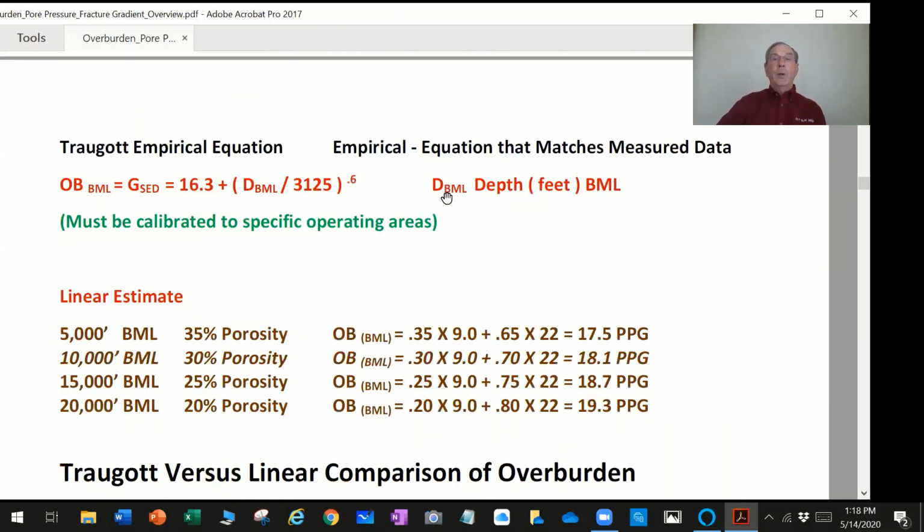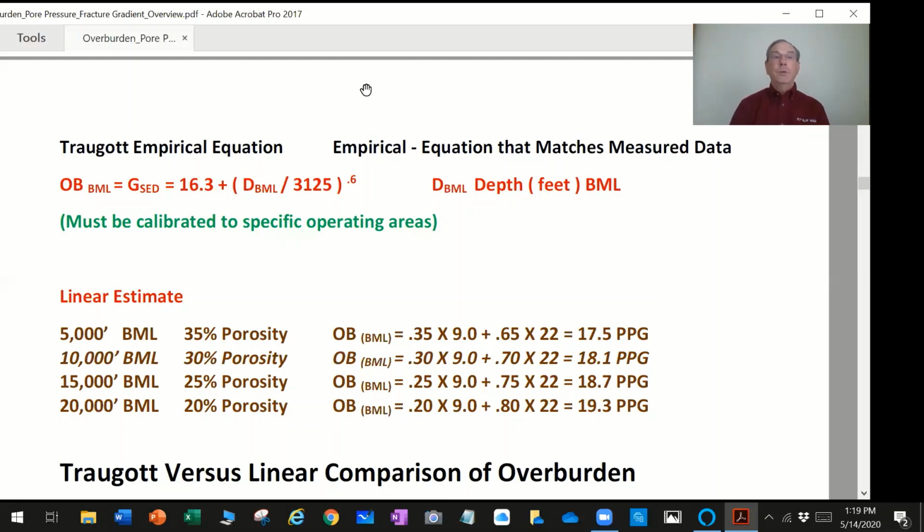Now, here is an empirical equation. It's just one that calculates overburden. It's one that was done for the Gulf of Mexico to estimate overburden below the mudline. So this equation only estimates the overburden of the sediments below mudline. Overburden below mudline can be represented by the sediment gradient, GSED, and their equation is 16.3 plus the depth below mudline divided by 3125, those in parentheses raised to the 0.6 power.